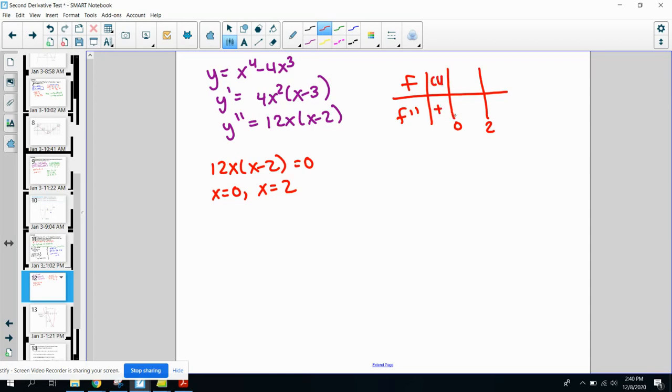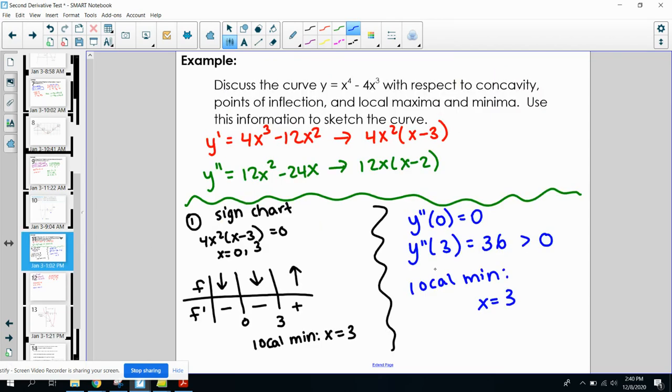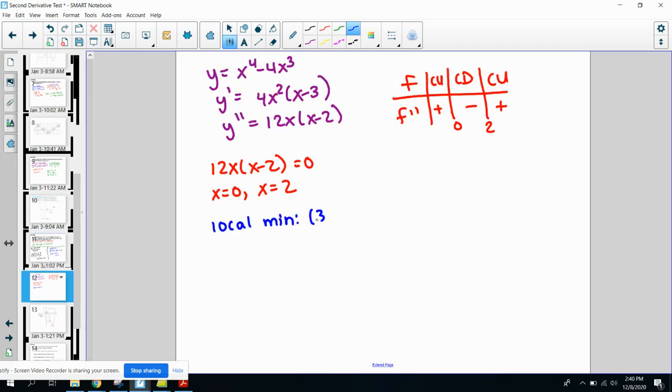Pick a number between 0 and 2, plug it in. That's going to be negative, concave down. Pick a number that's greater than 2, like 3. That's going to be positive, concave up. So let's write this all out. So we have a local min. And that happened, I'm just going to go back here, when x was 3. So if I want to find the actual point of that minimum, I'm going to plug 3 into my original function. If I plug it in, this is going to give me -27.